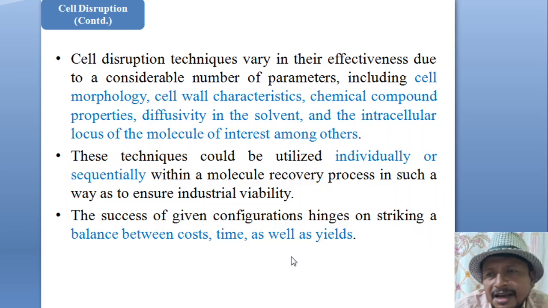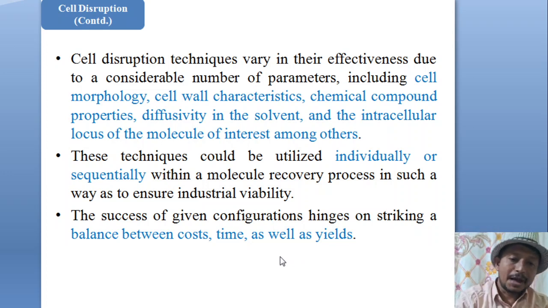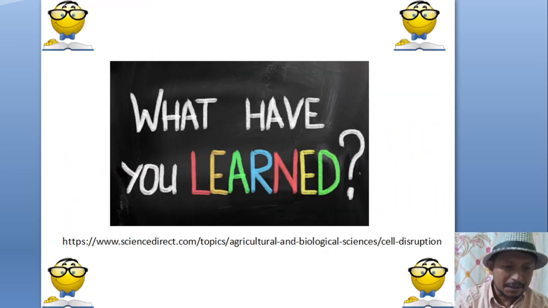And lastly, it is the yield. Suppose we have a thousand number of cells. From the thousand cells, what is the amount of intracellular enzymes exactly we are receiving? So these are the three parameters, cost, time, as well as the yield, we have to remember.